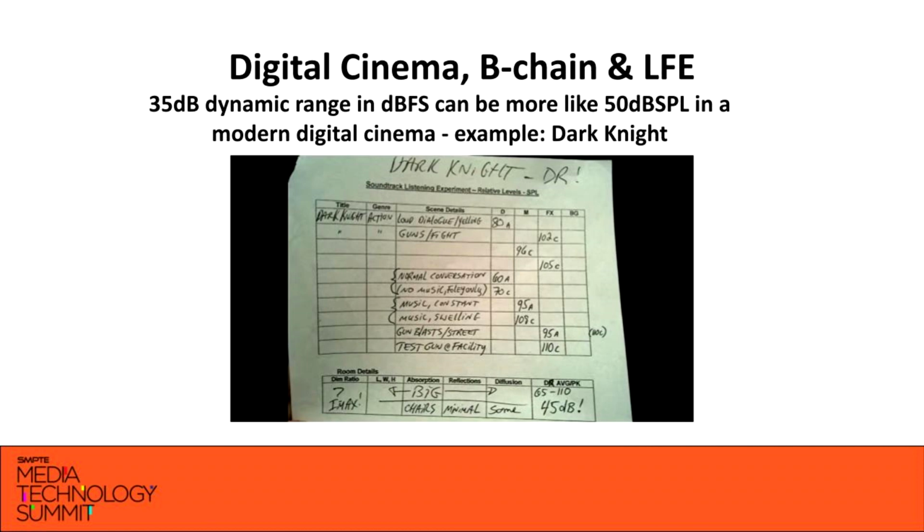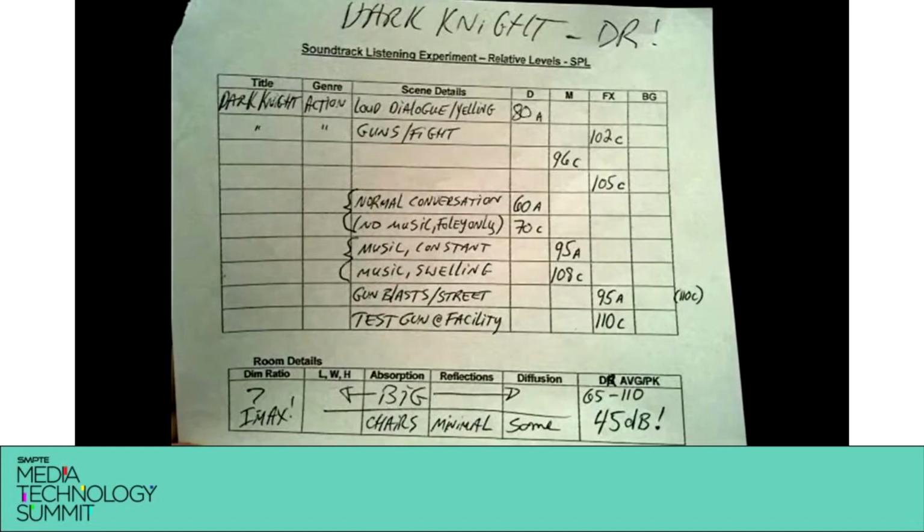So with the digital cinema, B chain, and low frequency effect, a 35 decibel dynamic range on the timeline can be up to 50 decibels, sometimes more, depending on who's measuring and how they're measuring, if it's A-weighted or C-weighted, fast response, slow response. But it can be up to 50 decibels sound pressure level dynamic range in a digital cinema. Let's take a close look at The Dark Knight.